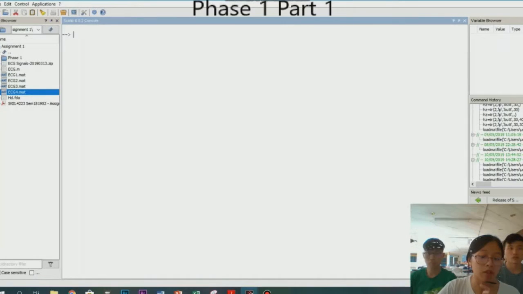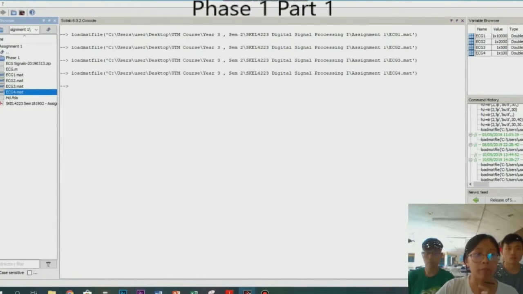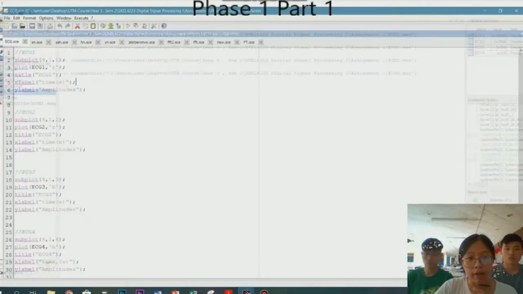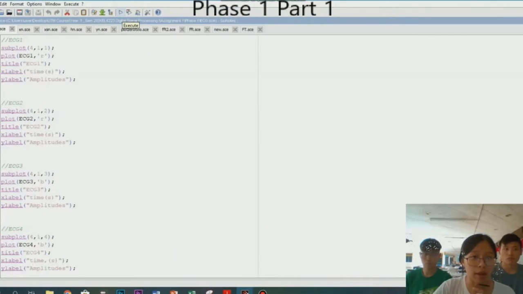Okay, so today we are going to have a summary of all the phases we have done in ESP. At first, in the first phase, we downloaded 4 ECG signals from e-learning and imported them into Scilab. We wrote the code to show the signals, and all these signals are in the time domain.